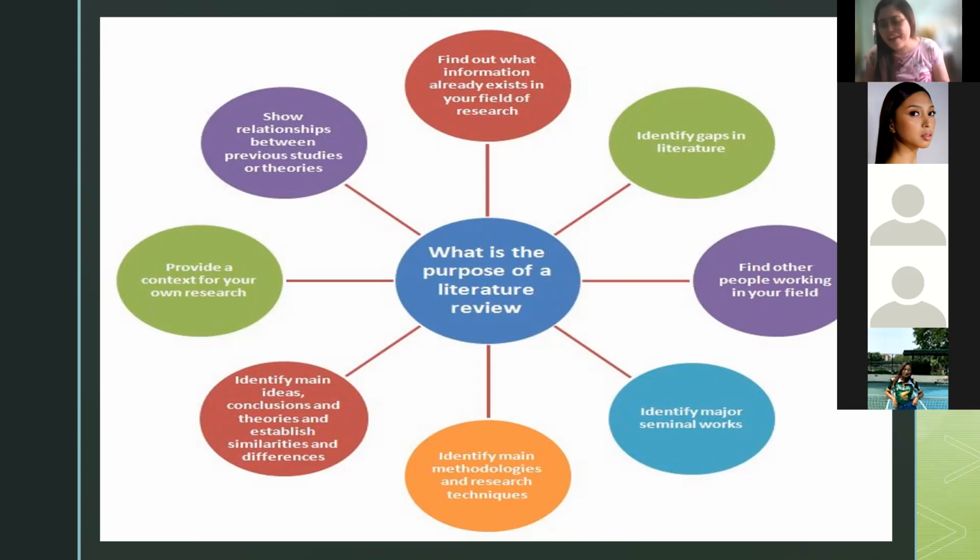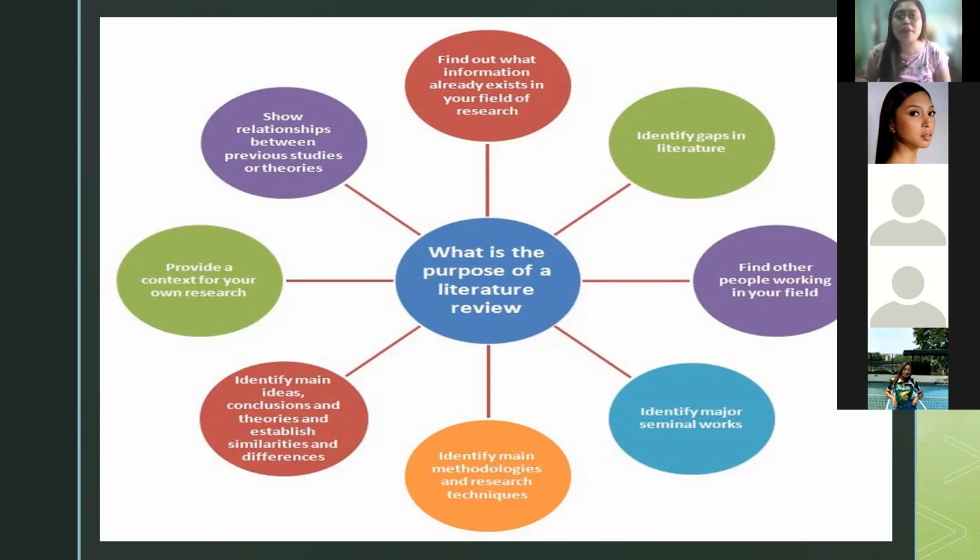But we also have studies being published that say it is not effective. So when we do our own work now, we will be comparing the findings of this study in our literature review. And through literature review, we can provide a context for our own research.